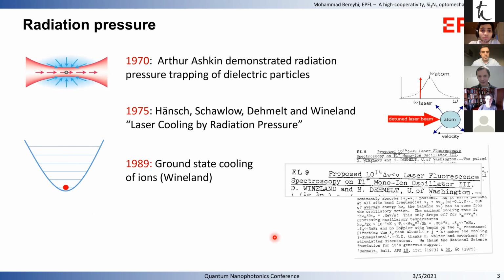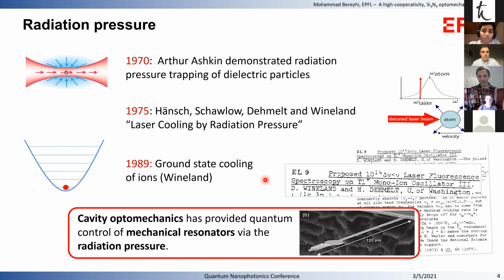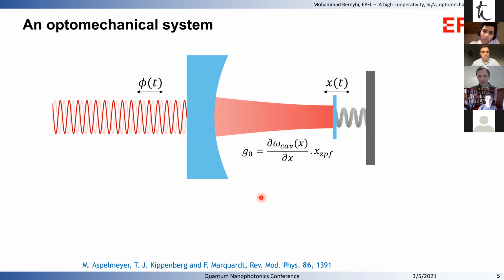Radiation pressure, however, has for many years been one of the building blocks of quantum optics, with quantum control over levitated particles and also atoms and ions, which gave the idea of using radiation pressure to control quantum systems. Cavity optomechanics started by exploring the same idea on a macroscopic mechanical system and gaining control over it via radiation pressure. Just very briefly, you can think of an optomechanical system as a fiber cavity with an end mirror which oscillates, and the motion of the end mirror is imprinted on the phase of the light exiting the cavity.